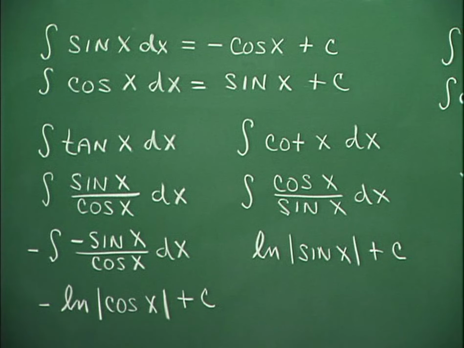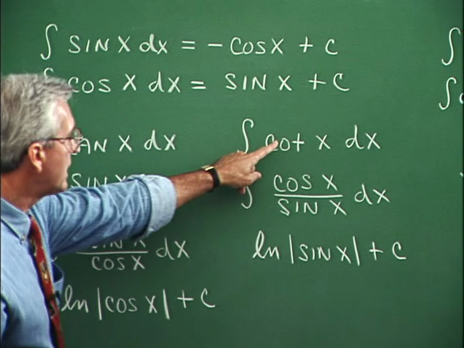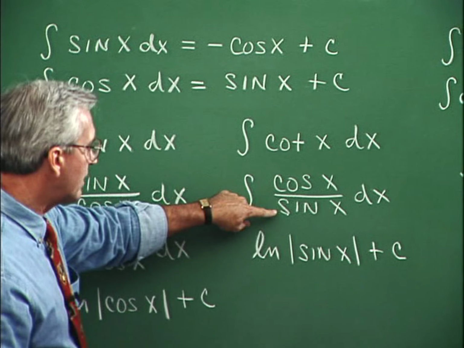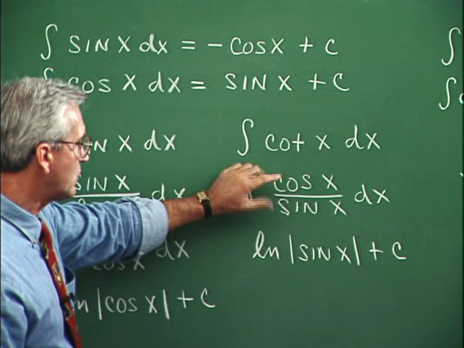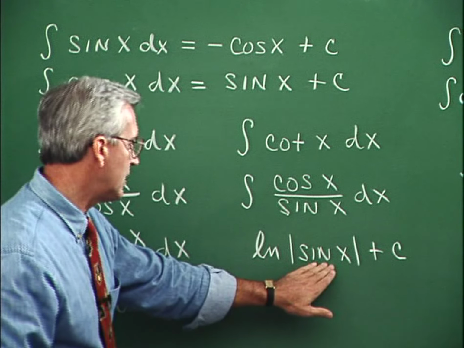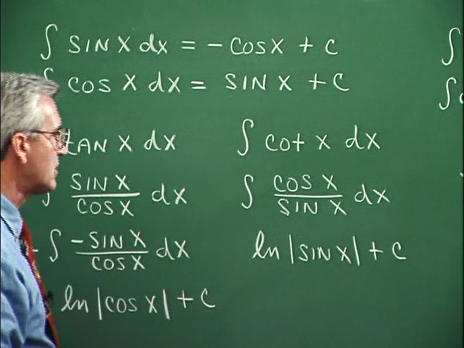And the integral of cotangent x is even easier. Cotangent x is cosine x over sine x, and since the derivative of sine x is cosine x, we have the condition that we're looking for. So this is the natural log of the absolute value of the denominator plus a constant.